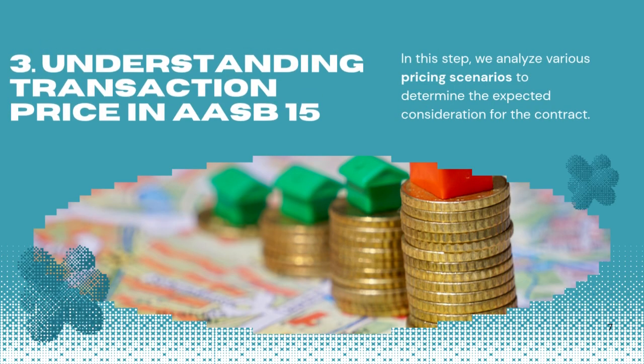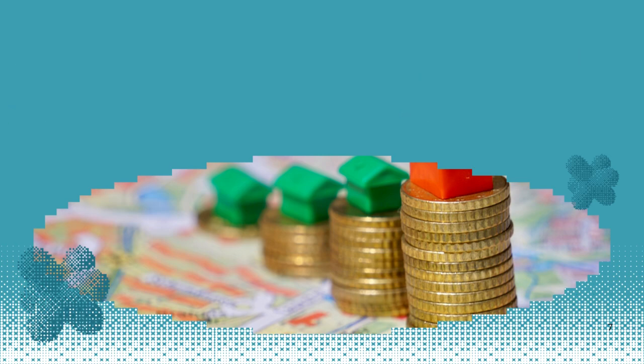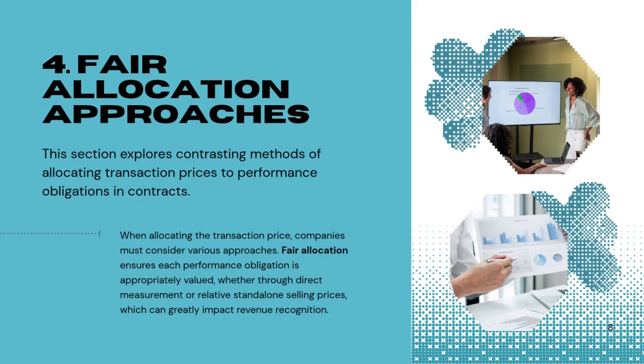Determine the transaction price. How much consideration does the company expect to receive from the customer? This might include fixed amounts, variable consideration, or non-cash consideration. Allocate the transaction price to the performance obligations. If there are multiple promises in a contract, the transaction price needs to be fairly allocated to each.